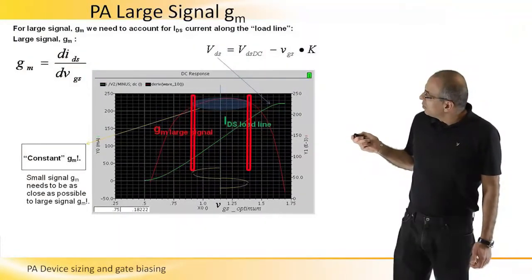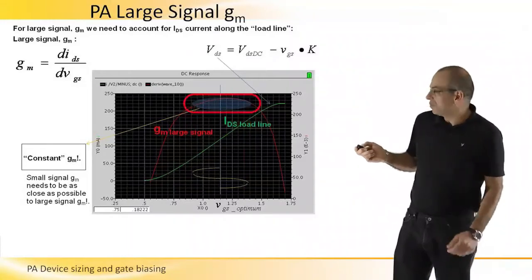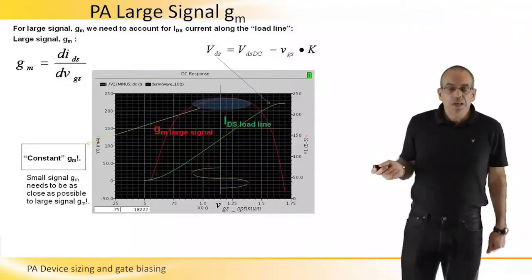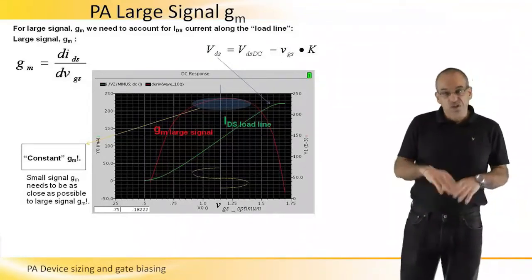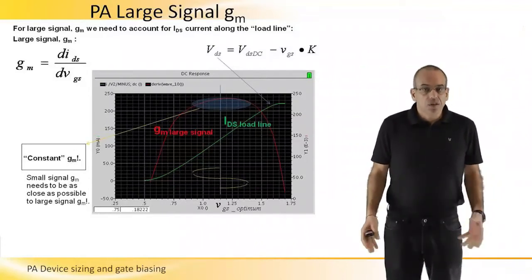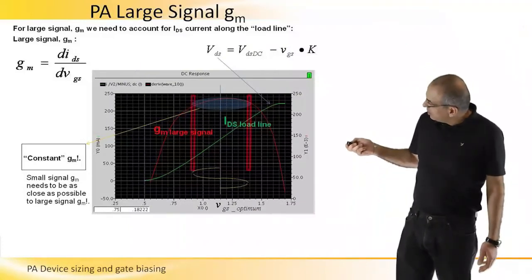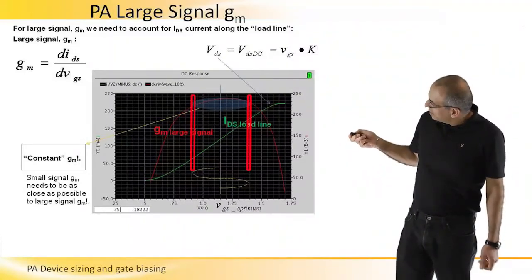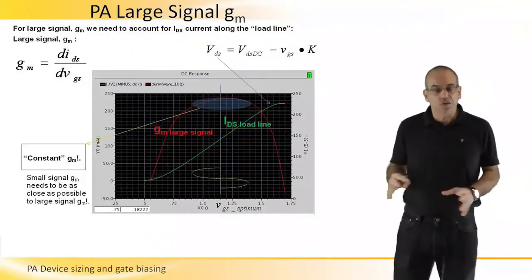So in this area we can assume that we have a constant GM, even though it's not constant, but it's relatively constant. And of course, when GM starts to drop, we get into saturation, and this is where the LNA is not linear anymore. If we look at the current, we can see that the current graph is really almost linear in this region. This is the area where we say the GM is constant or relatively constant.